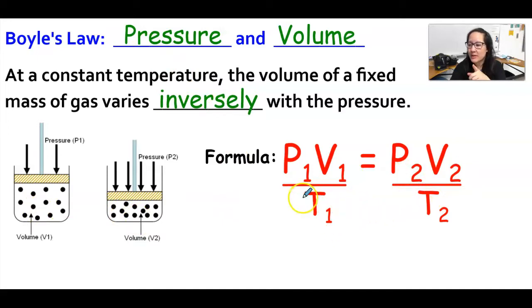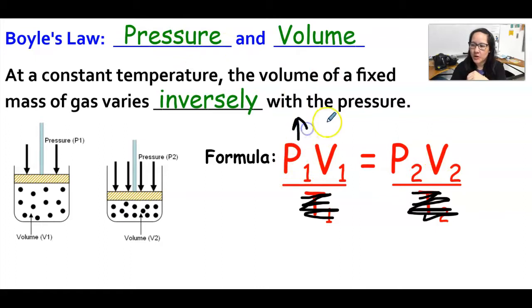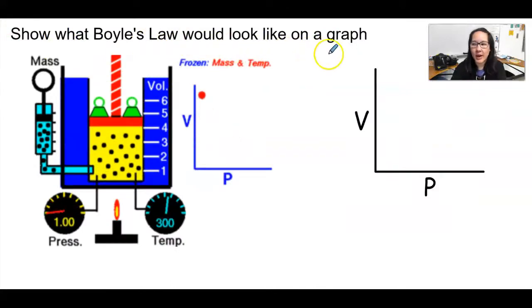Consider this equation down here. Because temperature is constant, that means we could ignore the temperature in the equation because it's not a factor. So if we're just focused on pressure and volume, notice our equation is pressure 1 times volume 1 equals pressure 2 times volume 2. So when you increase pressure, it's going to cause volume to decrease. Or opposite of that, if you decrease pressure, it's going to cause volume to increase, and that is essentially Boyle's law.